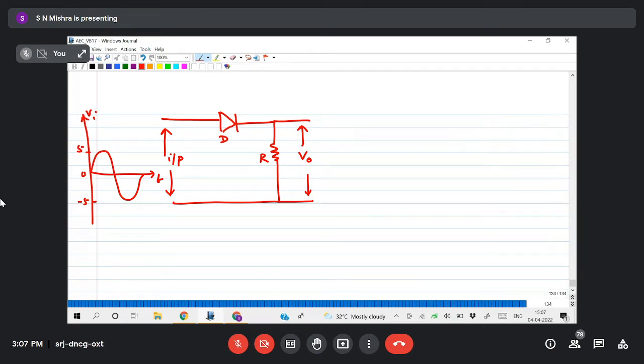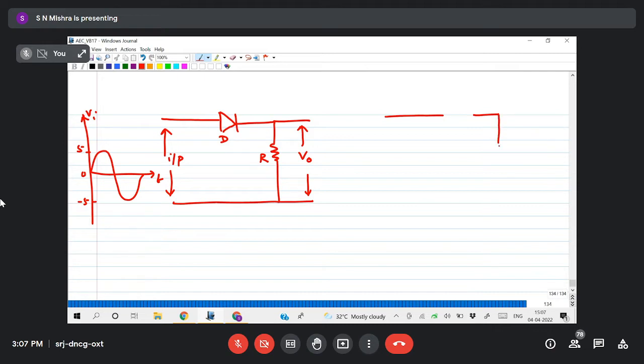Here you can easily identify that when I give the positive half cycle, the diode is on. When you give the negative half cycle, the diode is off. But mathematically also you can try to find out. That is called the open diode test. So you can take the diode as open.